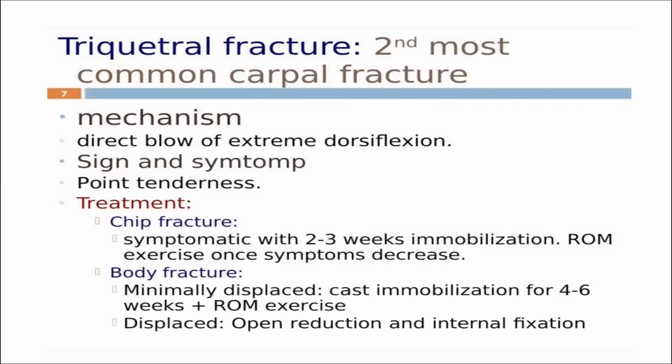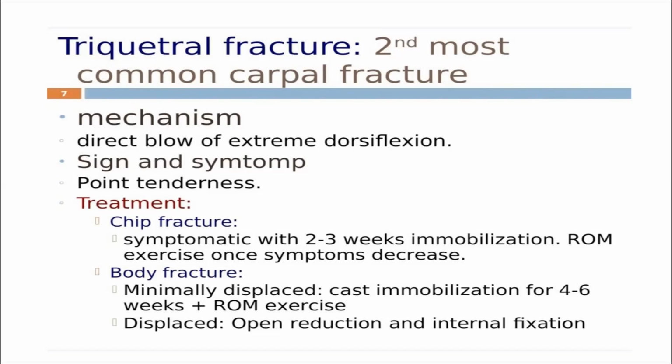The second most common fracture of the carpals is a triquetral fracture, which is again due to extreme dorsiflexion and a direct blow onto the bone. The signs and symptoms include tenderness over the bone. The treatment for a smaller chip fracture is 2 to 3 weeks of immobilization, and afterwards range of motion exercises are started once symptoms decrease.